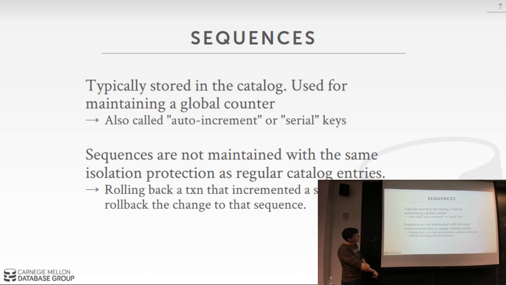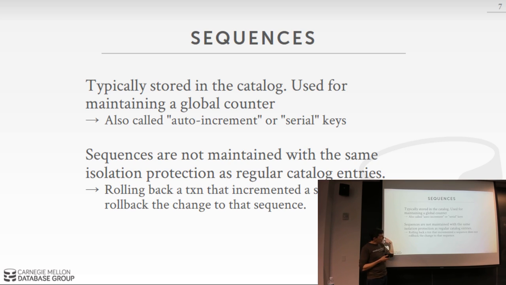So a sequence is basically, if you're familiar with MySQL, they call them auto increment keys. It's basically a global counter you can maintain in the database so that if you want to insert, say, a new unique primary key for every single tuple, where every tuple gets a new number, you would use a sequence for this. So the funny thing about sequences is that these are not maintained with the same protections as regular transactions because they have a different property that we care about that we wouldn't get normally in other catalog changes.